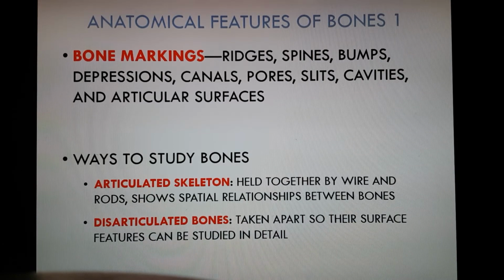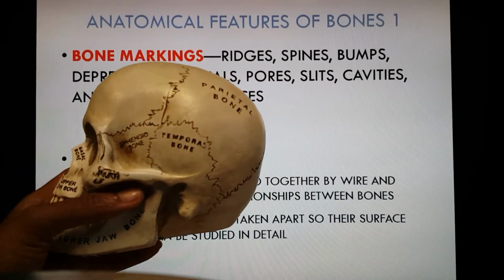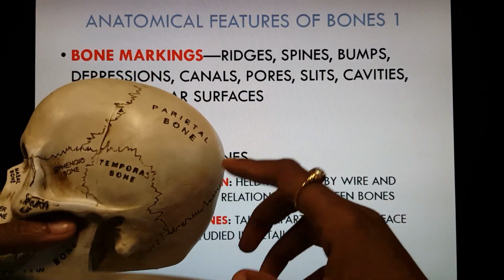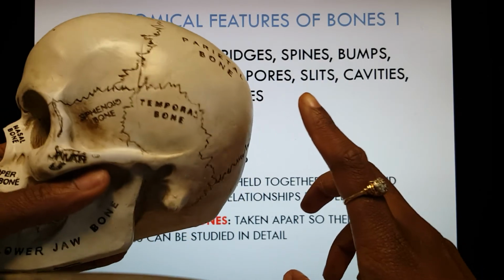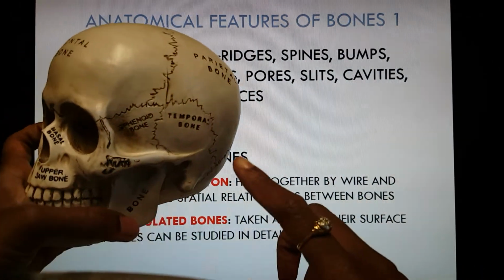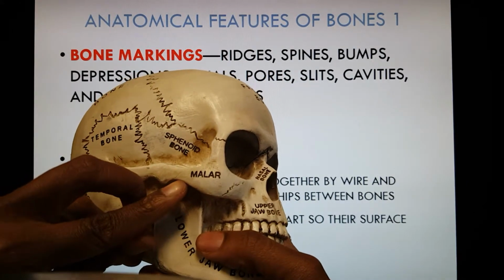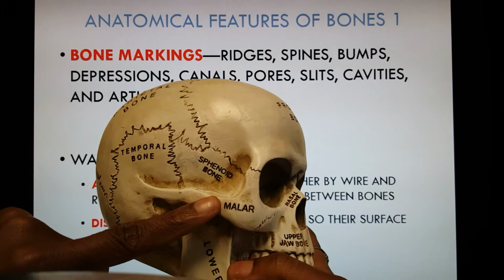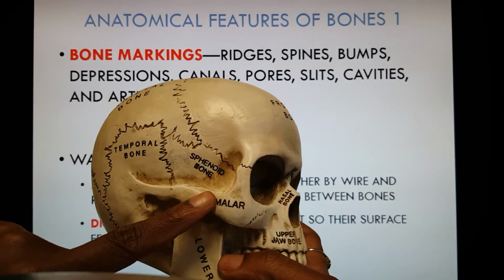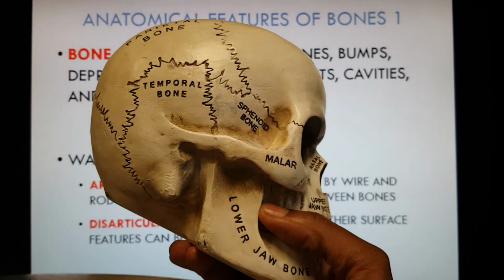For example, I got this skeleton, at least the skull, at Michael's. It actually has a lot of the names already on there, like parietal bone, frontal bone. You just have to make sure that they're the exact same name. For example, this one says malar, but that's just another way of saying the zygomatic bone. So you have to pay attention because it's decoration, so it might not be exactly how it's supposed to be.